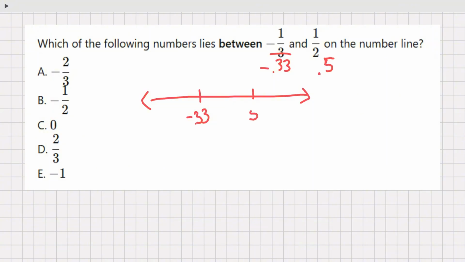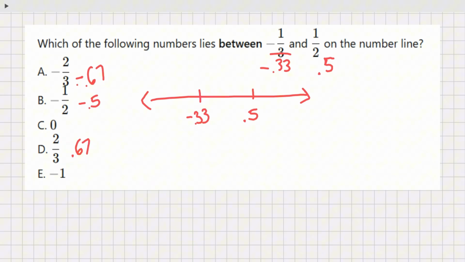I'm just doing this for the sake of showing you. Negative 2/3 should be somewhere around, that's our answer here, or well, that's one of our answers. We have B at negative 1/2, C is 0, D is 2/3, and E is negative 1. At negative 2/3, that should give me negative 0.67. Negative 1/2 should be negative 0.5, 0, 0. 2/3 is also 0.67, just positive, and then negative 1 is negative 1.